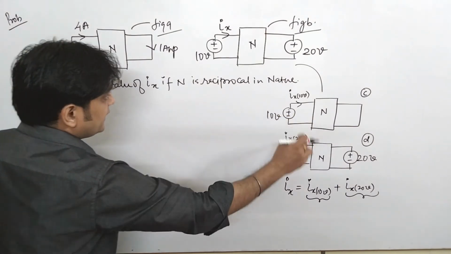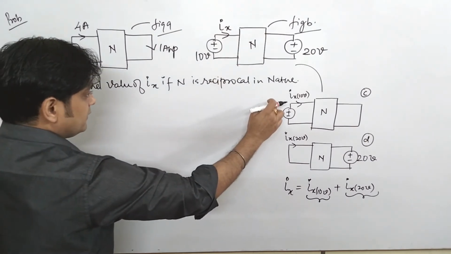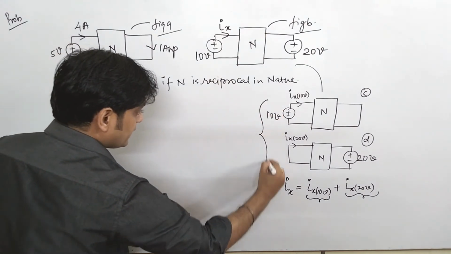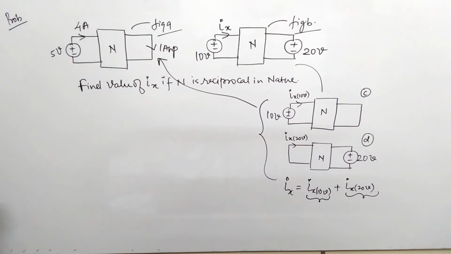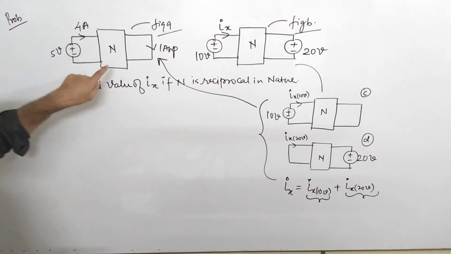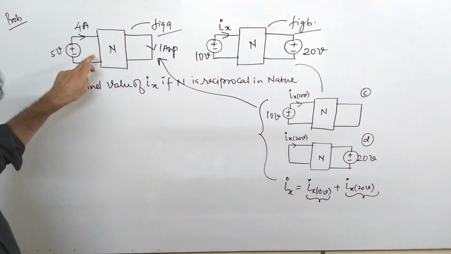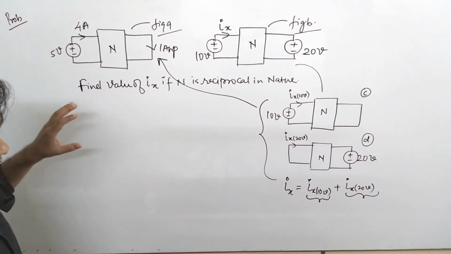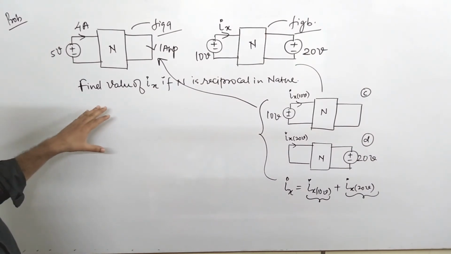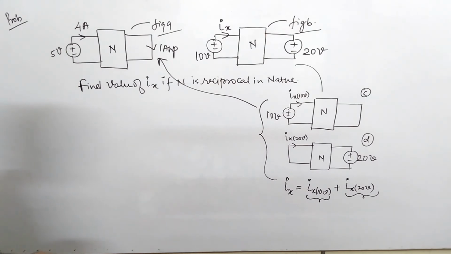Now this is your C and D. Now forget about this network. Now what we will do, we will compare these two networks one by one with this. So now you see, if again these networks are N, that means the networks are reciprocal in nature. So here what is the condition? How we will find the value of Ix.